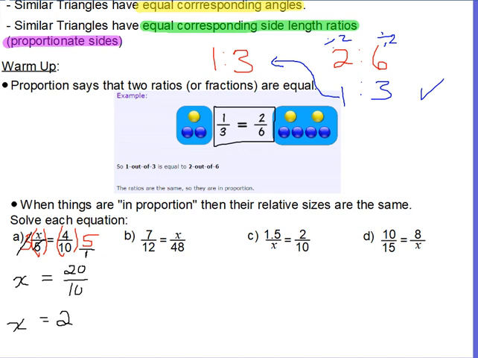So let's look at part B. Part B, we have 7 over 12 equal sign x over 48. So we want to solve for x. And some of you might notice the proportion here, right? 48 and 12. You might see something going on there. You might notice a relationship there.